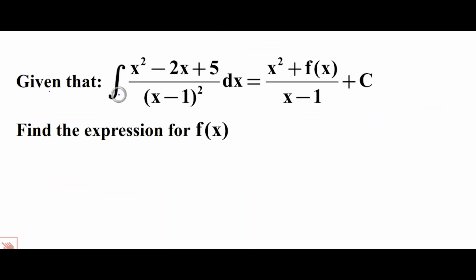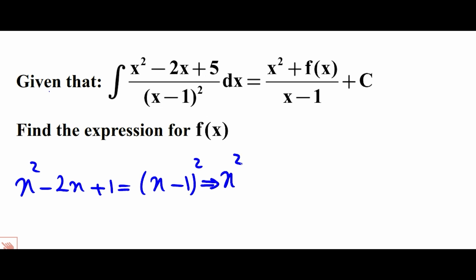Number 2, given that the integral of (x squared minus 2x plus 5) over (x minus 1) whole squared dx equals x squared plus f of x over x minus 1 plus c. Find the expression for f of x. A clever way to solve this is to rewrite the numerator in terms of x minus 1. Notice that x squared minus 2x plus 1 is a perfect square, meaning x minus 1 whole squared.